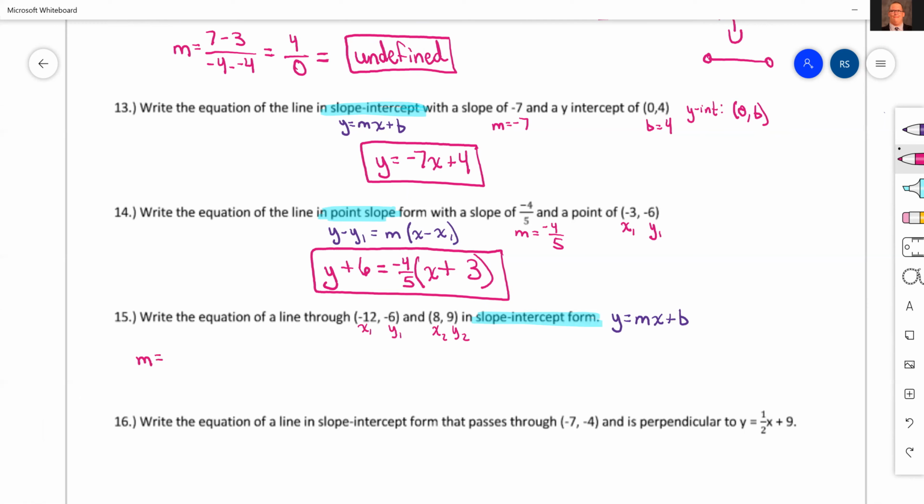So m equals y2 minus y1 divided by x2 minus x1. 9 minus negative 6 is 15. 8 minus negative 12 is 20. What's 15 over 20 reduced to? 3/4. There's our slope.